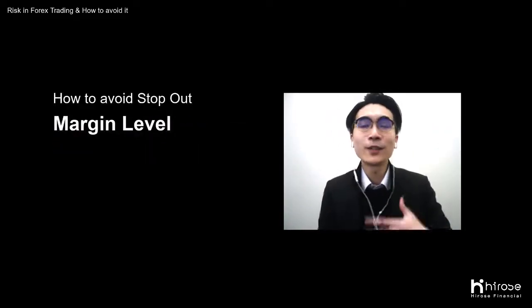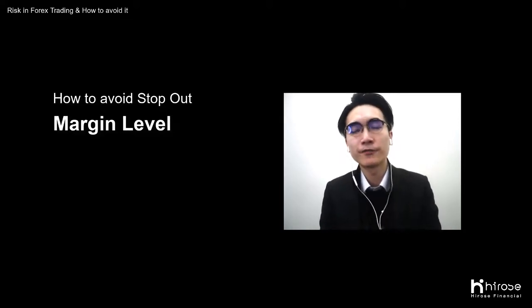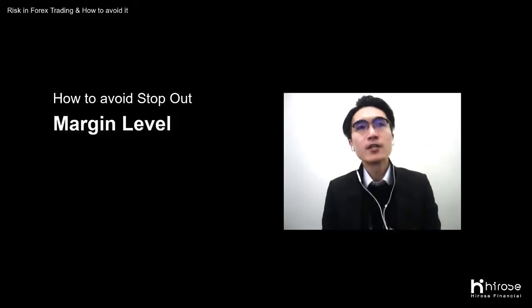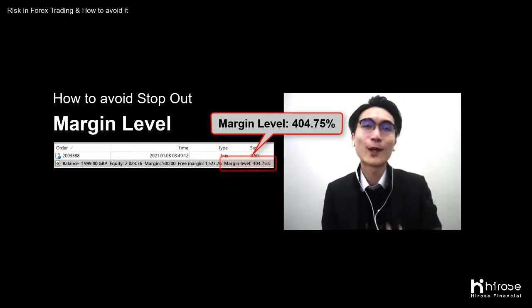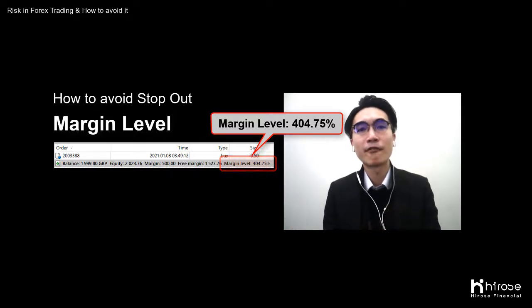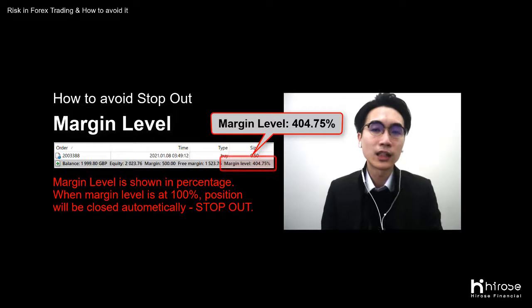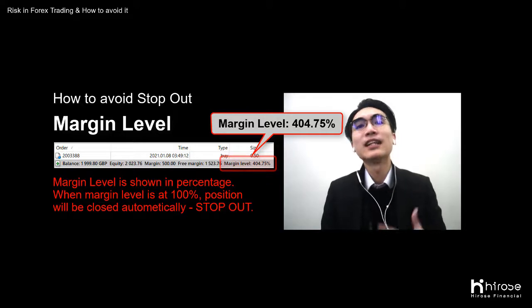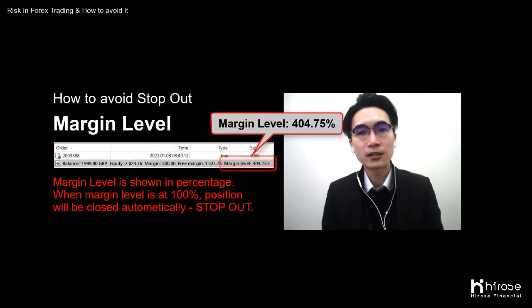Okay, in order to understand stop out, we need to understand one term in forex trading, which is the margin level. You can find the margin level in the MT4 platform. If you log into the platform, you will see an information bar where you can find the margin level, displayed in percentage. If the margin level reaches 100%, then your trades are going to be closed automatically, meaning that when the margin level reaches 100%, the stop out is going to happen.